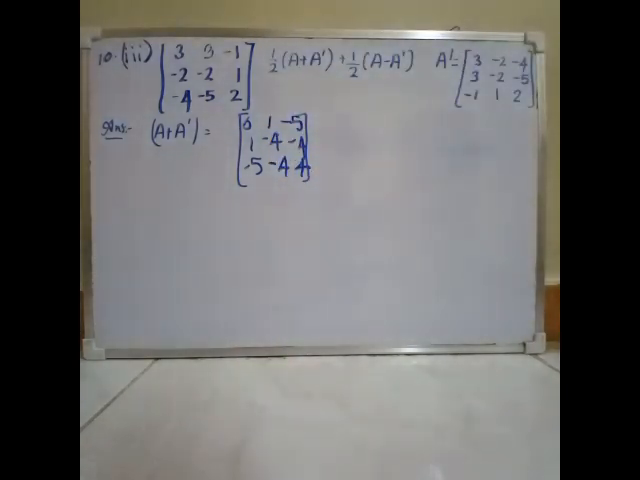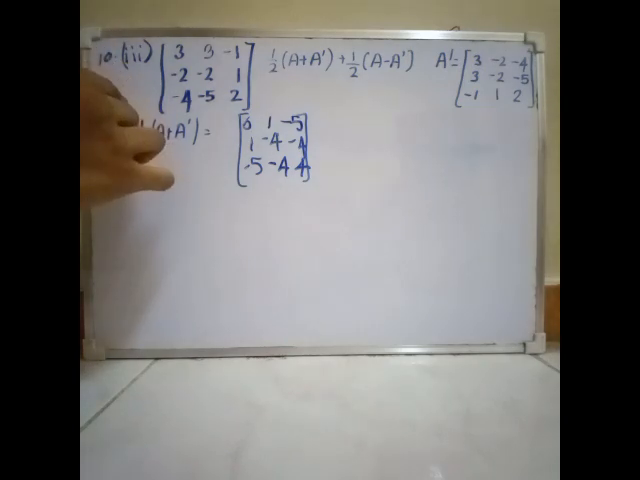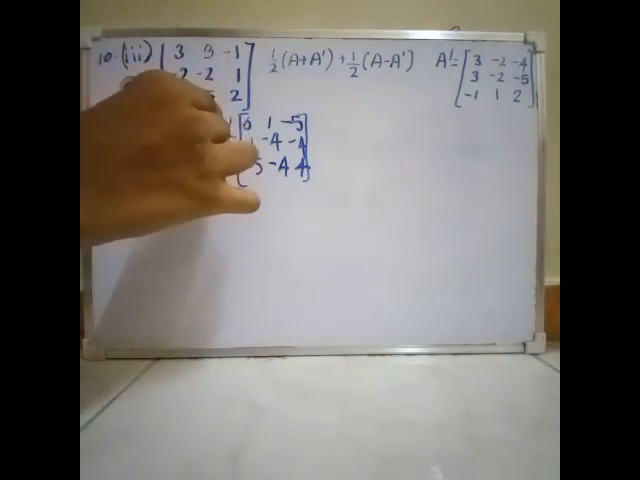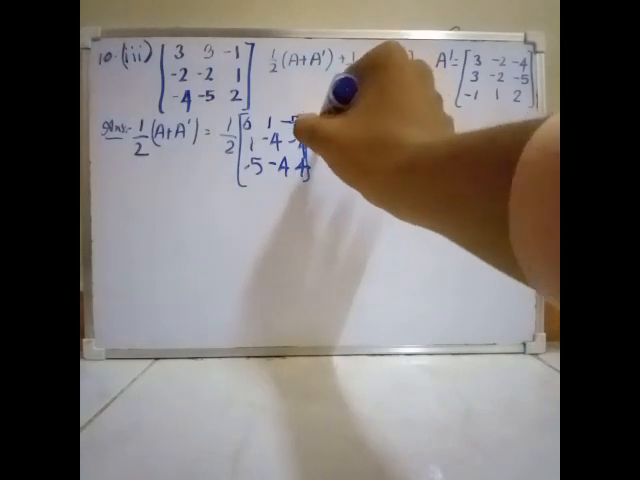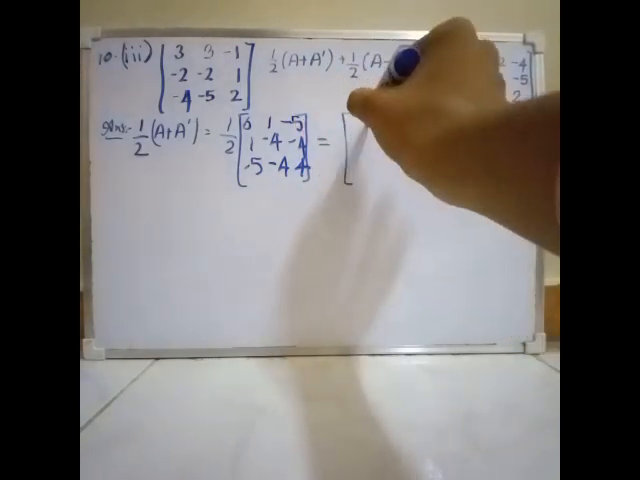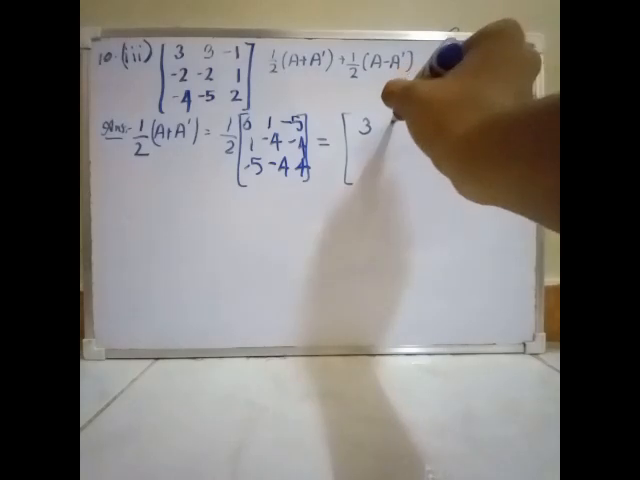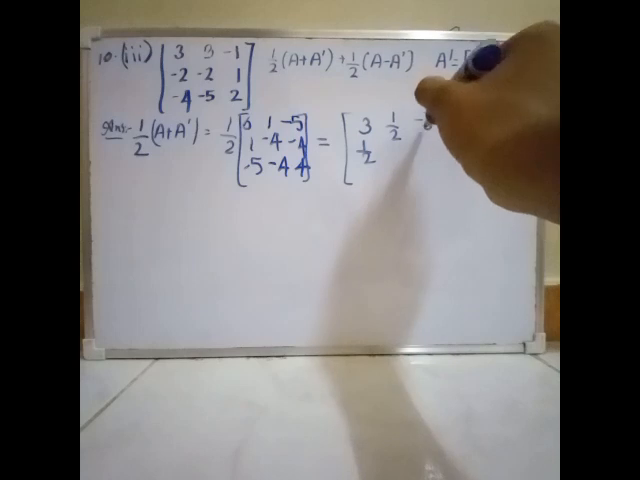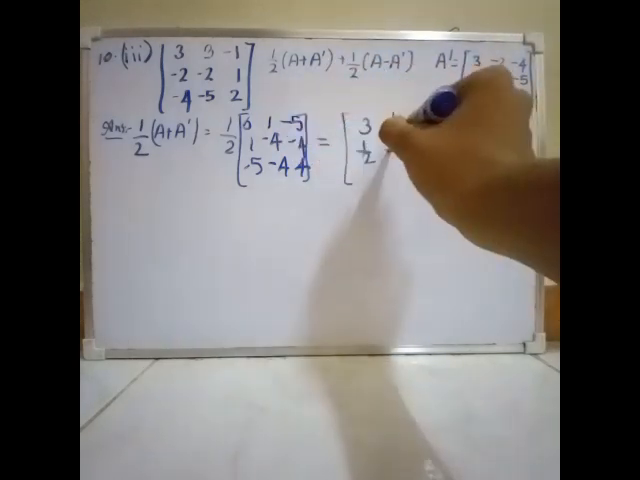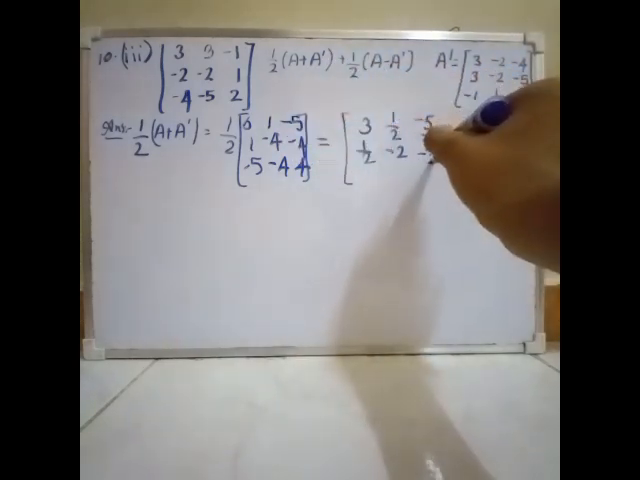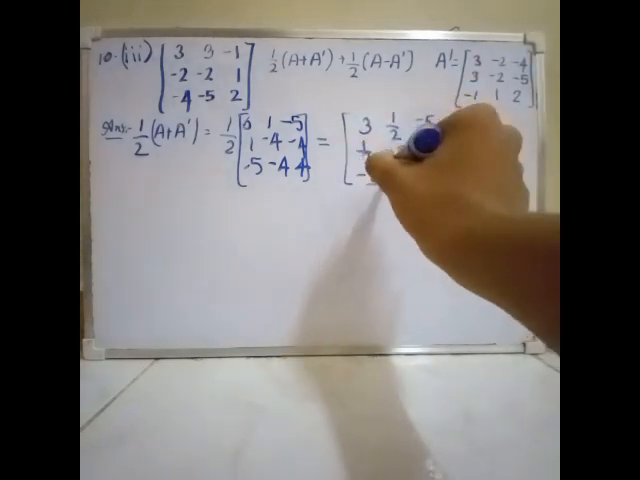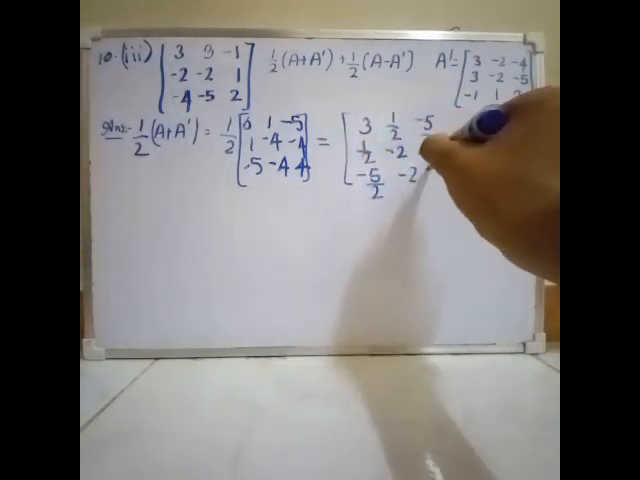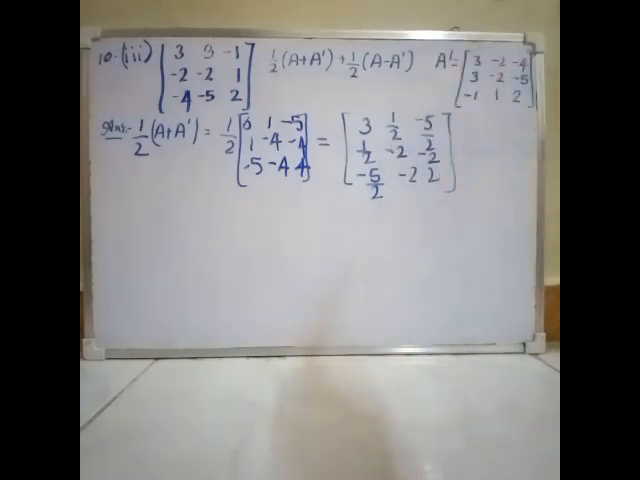Right? So now what we have to do, we have to take half of this, right? For the first part, half. So divide everything by 2. So it would be 3, right? 1 by 2. Here also 1 by 2. So minus 5 by 2. Then minus 4 by 2 is minus 2. Here also minus 2. Then minus 5 by 2. Minus 2 and 2. So actually you can check the symmetricity of this matrix. It will be symmetric even after taking the transpose, right?